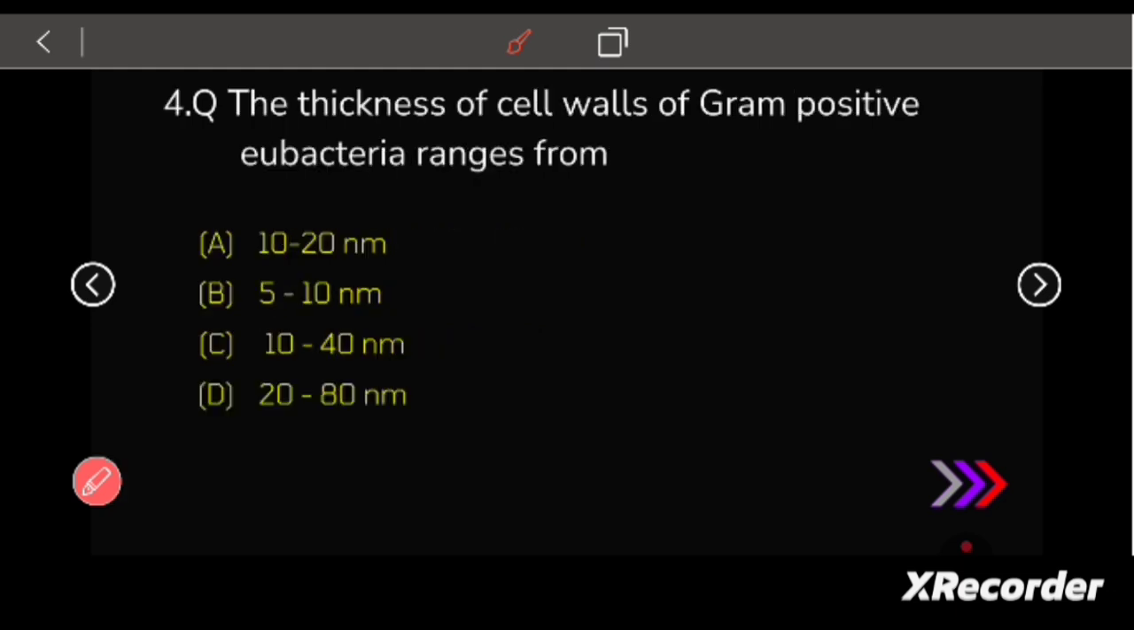Question number 4. The thickness of cell walls of gram positive Eubacteria ranges from A. 10 to 20 nanometer, B. 5 to 10 nanometer, C. 10 to 40 nanometer, D. 20 to 80 nanometer. Answer is D. 20 to 80 nanometers. Gram positive Eubacteria have very thick cell walls compared to gram negative Eubacteria.